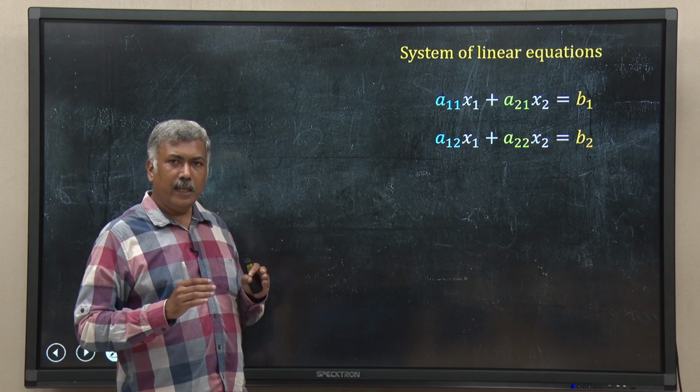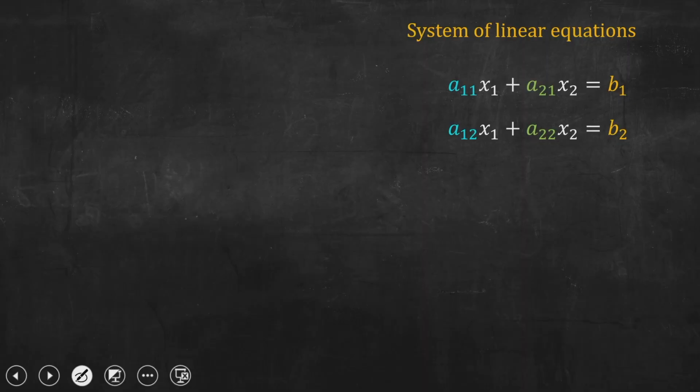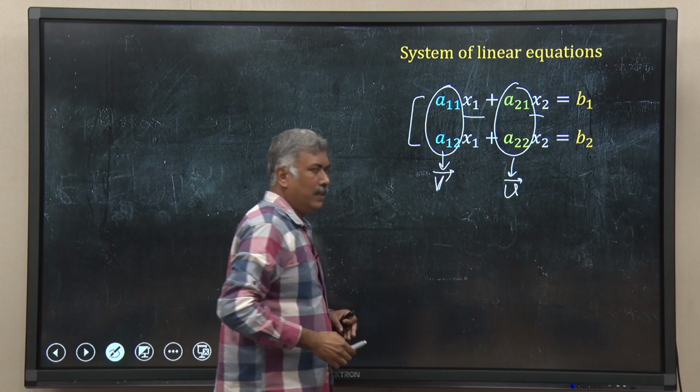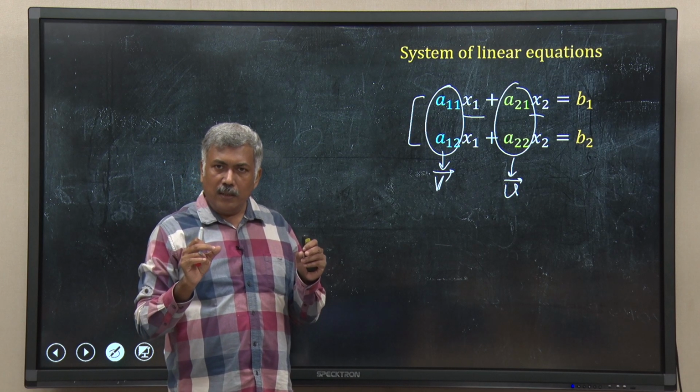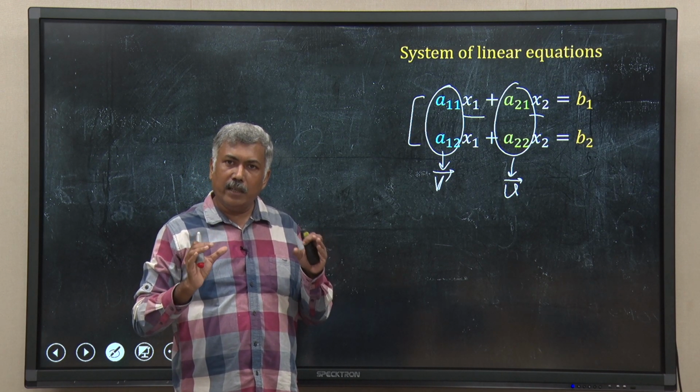Let me take a 2 equation, 2 variable system. I have 2 variables, x1 and x2, and I have two equations. Take the first constants which are multiplied with x1 and take the second ones. Convert this one into one vector, suppose v, and make this one another vector. So, I take these constants or parameters associated with each of these variables together, and I create a vector.